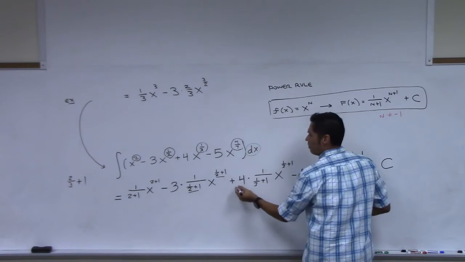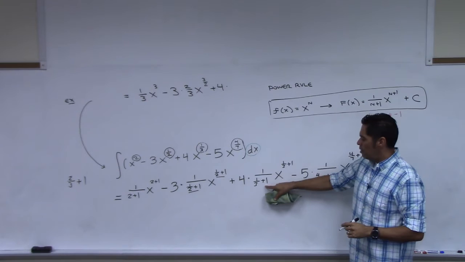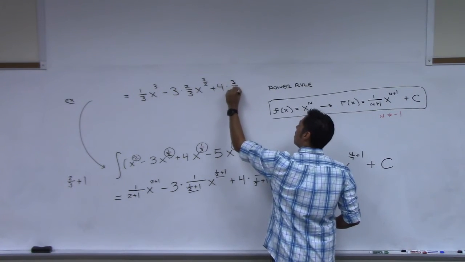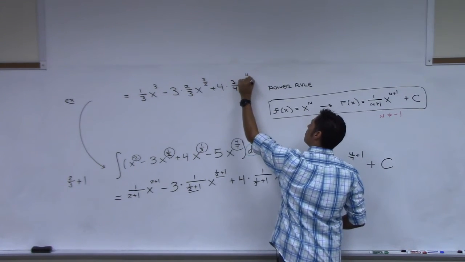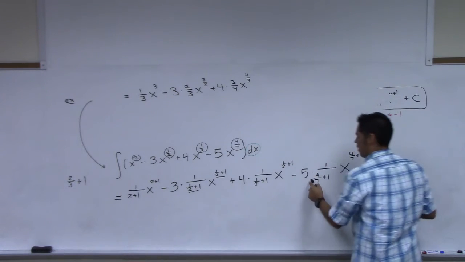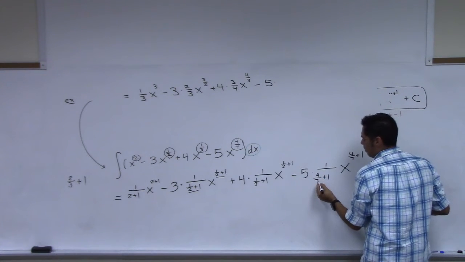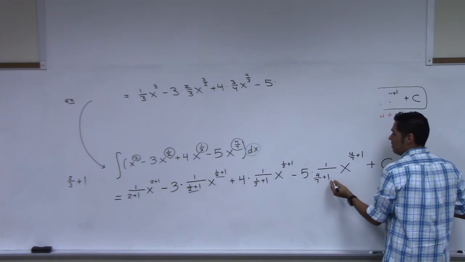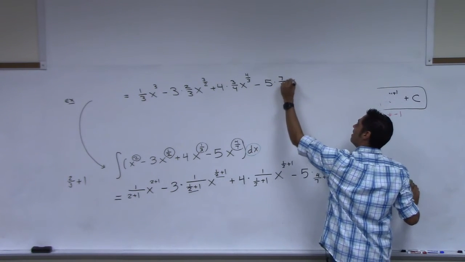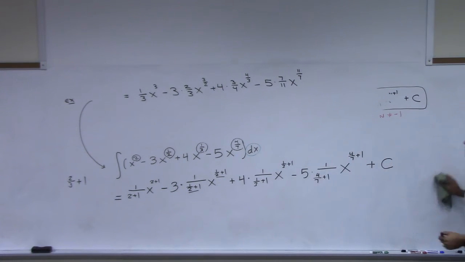Okay, now next one, plus 4, and then we have times, and then here, 1/3 plus 1. 4/3, flip it over, 3/4. x to the 4/3. And here's where we are, minus 5 times, and then 4/7 plus 1 is 11/7. 1 over 11/7 is 7/11. x to the 11/7, and then plus c.